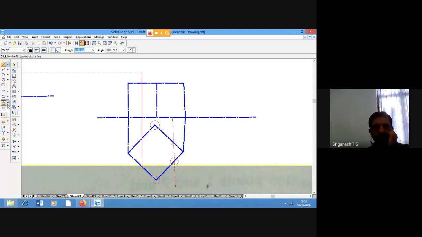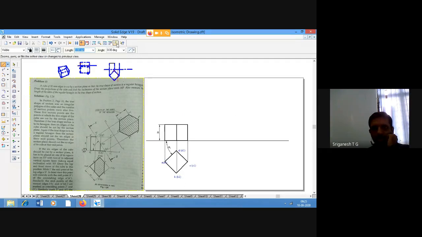Okay, let me split it up. Either this way, or the easiest way is midpoint of this. See? Midpoint of this portion, then again midpoint of this portion, right? And then midpoint of this portion. Okay. So that is what we are supposed to do here. If we do like that, then we'll get a regular hexagon.